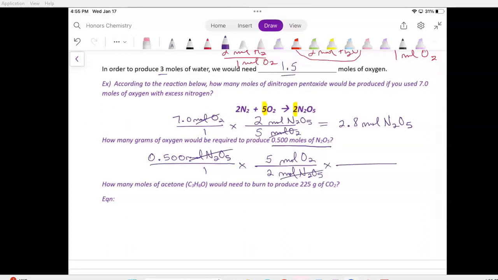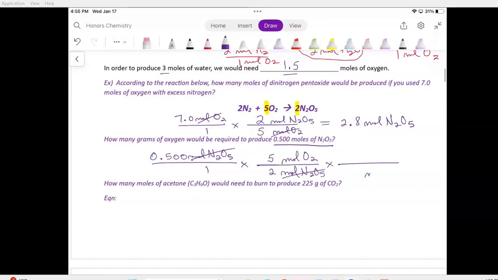And now we have to take this from moles of O2 to what it's asking us for, which is grams of O2. And we know how to do this already, right? Anytime you have moles and grams of the same substance, we just say 1 mole equals, and then we go to the periodic table, right? Oxygen has a molar mass of 16, but there's 2 of them, so that would be 32, okay? So 32.00 grams of oxygen.